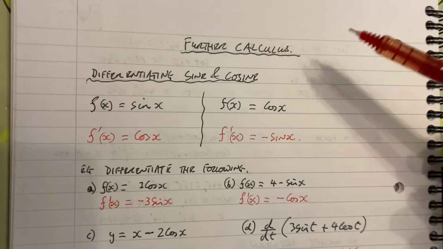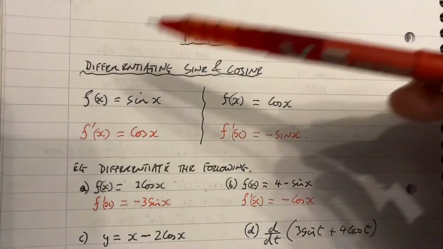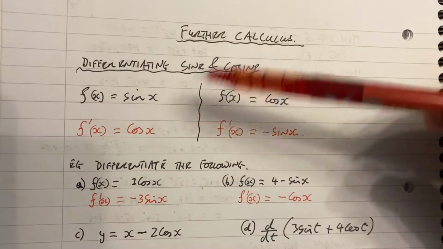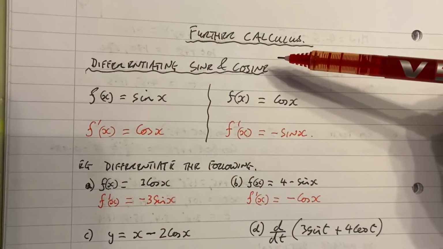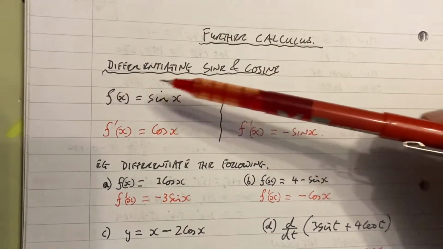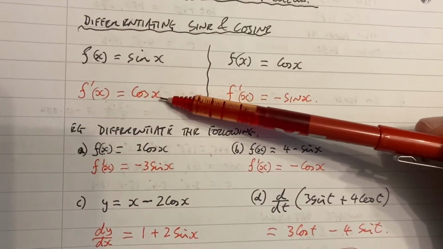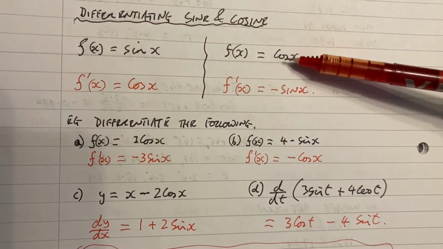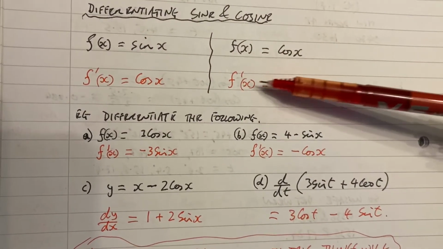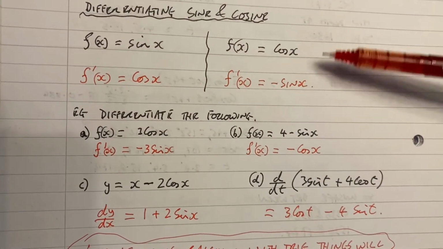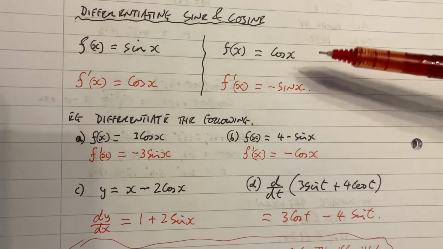Okay, looking next topic, further calculus. So we're going to look at differentiating and integrating sine and cosine. So f of x is sine x. When we differentiate it, f dashed x becomes cos x. F of x is cos x. When we differentiate it, f dashed x is negative sine x. Both of these are given on the formula sheet.